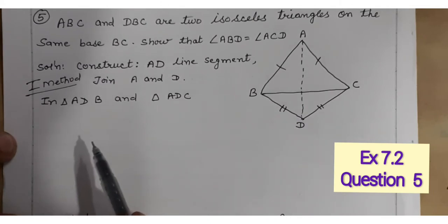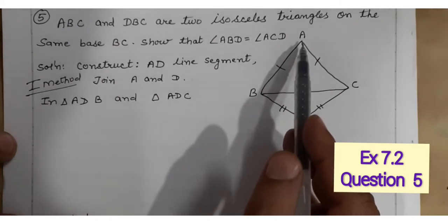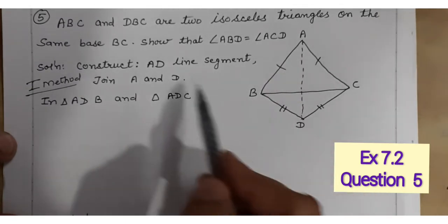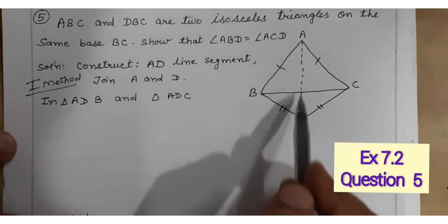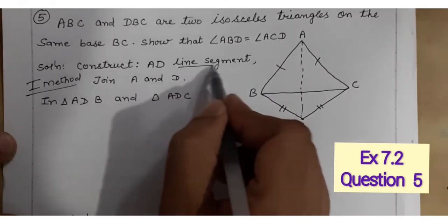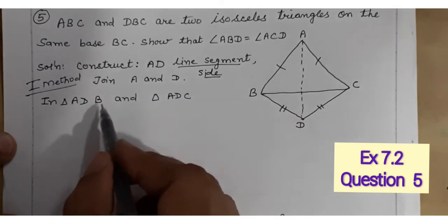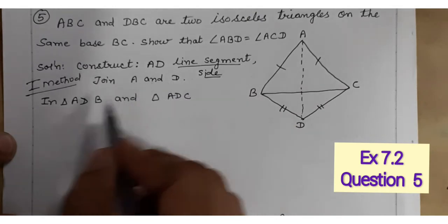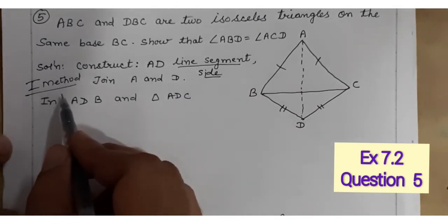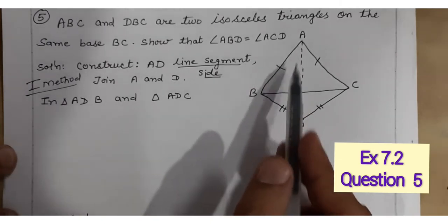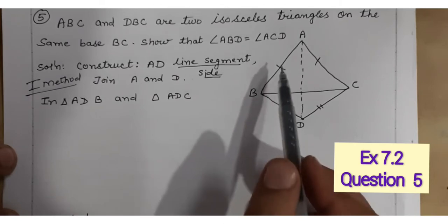So what I am going to do is join these two vertices of the triangles and make a line segment, a side. Join A and D. We will do this question by two methods. The first method is by joining these two.